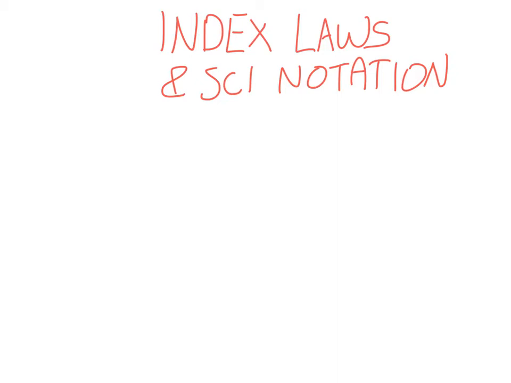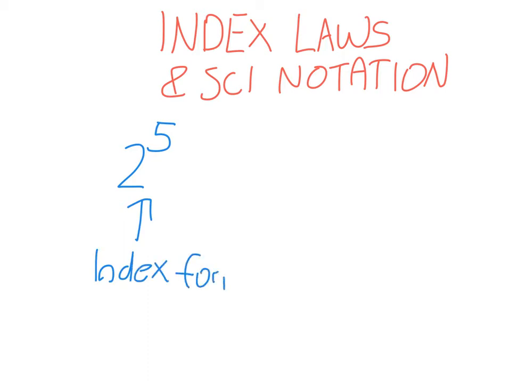So let's start with indices. Firstly, understand what we mean by indices. If I have something like 2 to the power of 5, we say that expression is written in index form. The reason it's written in index form is because this number up here, which is also called the power or exponent, is known as the index. So there is an index here. We call the other number the base.